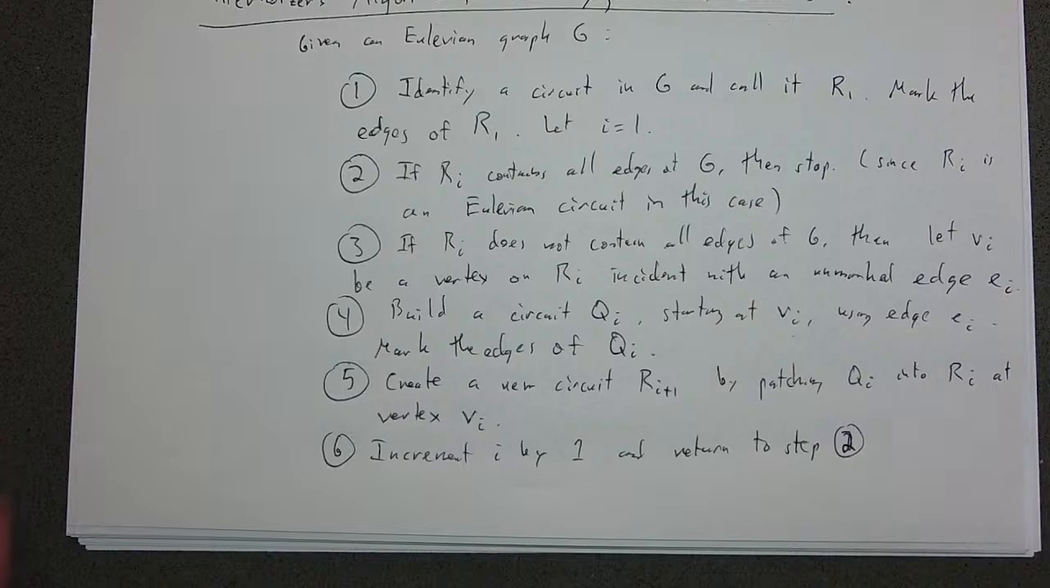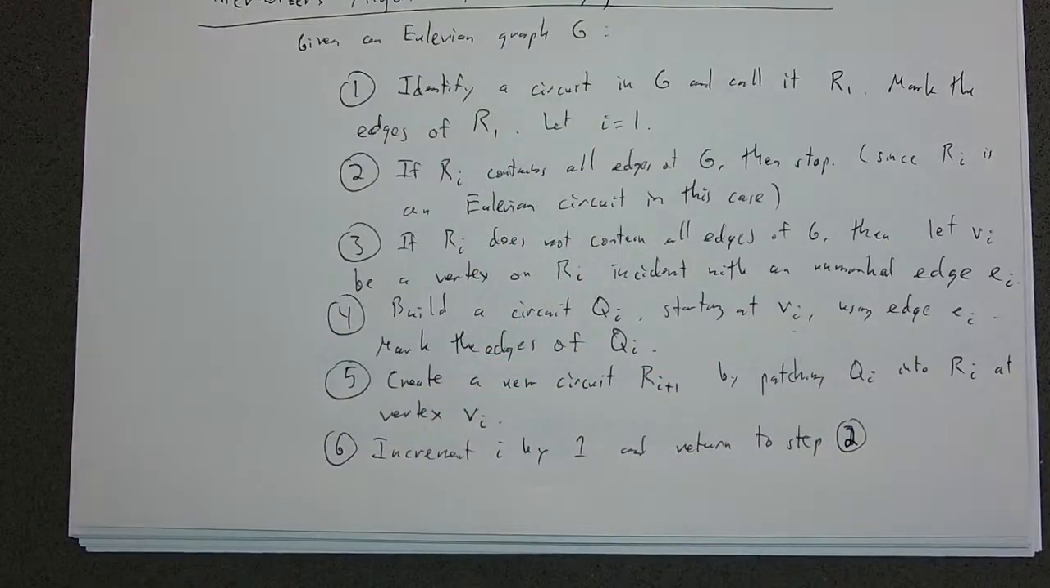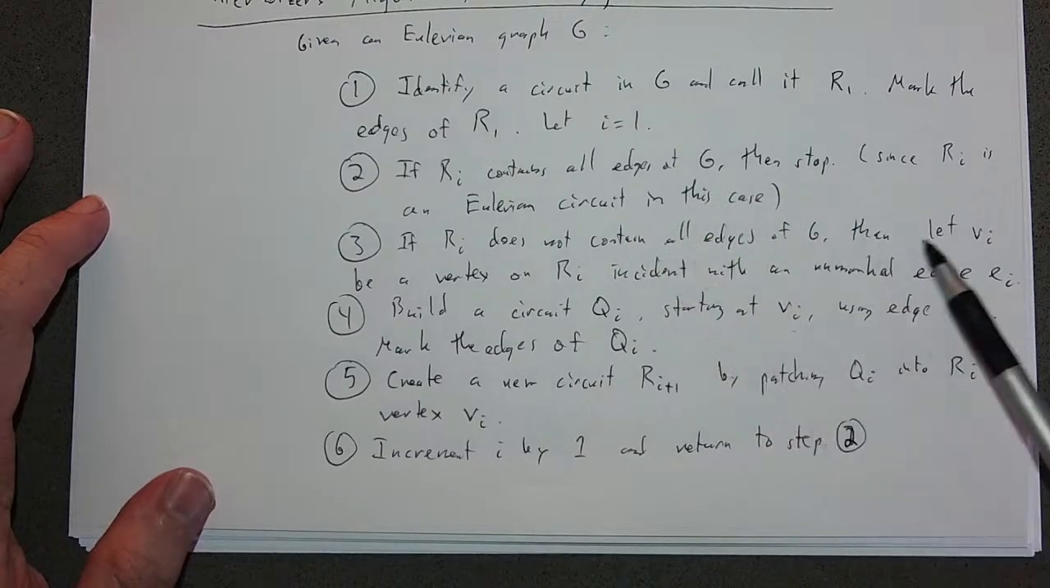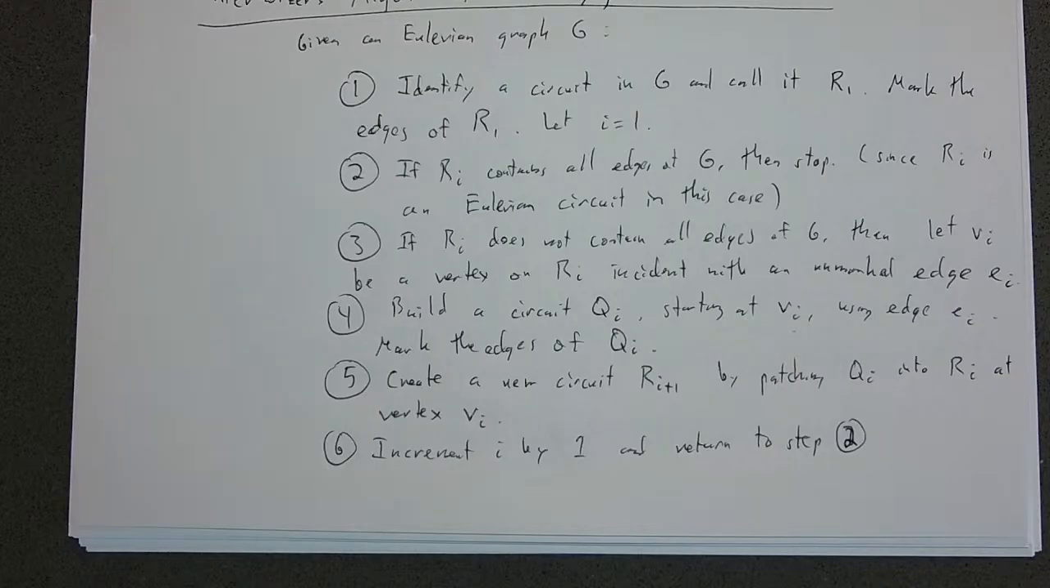Okay, so let's go over this one more time, and then I'm going to show an example of how this plays out. So, we start with an Eulerian graph, and before you get too worried, if it's Eulerian, then you know that it is connected, among other things. So you don't have to worry about this process ending before you think it's going to, or having issues because at this step, this V sub I is not incident with some other unmarked edge. There has to be one because it's connected.